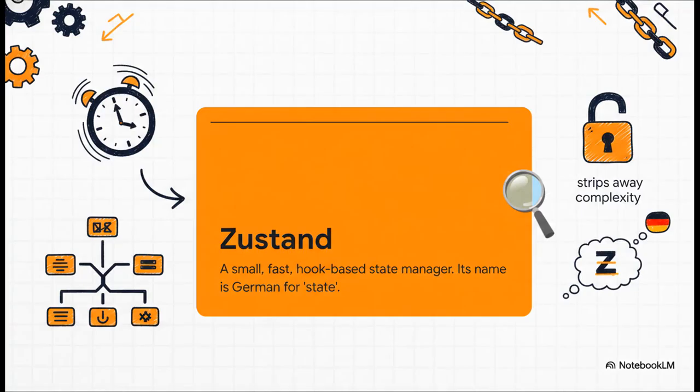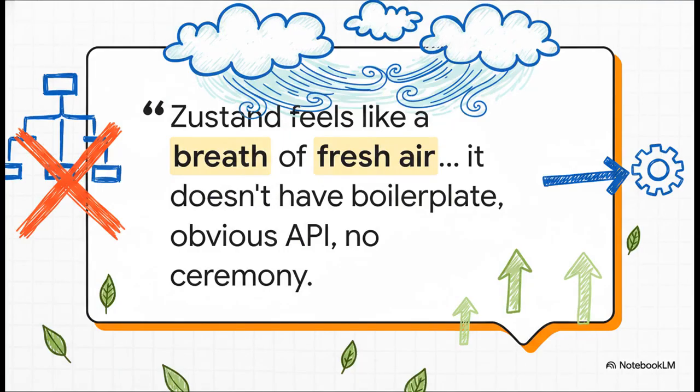So what is this thing anyway? Well, at its heart, Zustand is a tiny, super fast, and scalable state manager that uses a really simple hook-based API. It just strips away all the layers of complexity and gets right to the point. And hey, fun fact for you, the name Zustand is literally just the German word for state. Simple, right? And you don't have to take my word for it. This quote from a research paper just nails the feeling developers have about it. They called it a breath of fresh air and highlighted that it has no boilerplate, an obvious API, and no ceremony on top of it. It's designed to just feel right, right from the get-go.